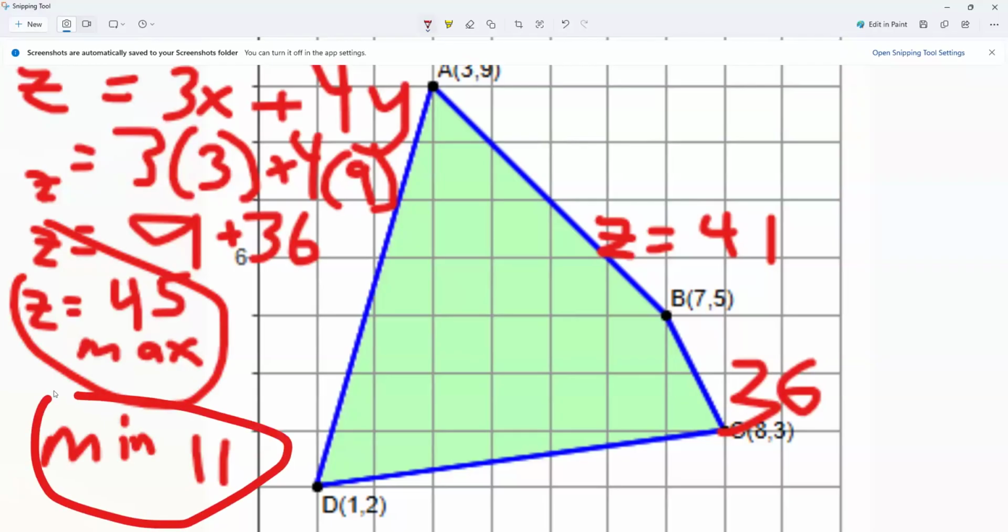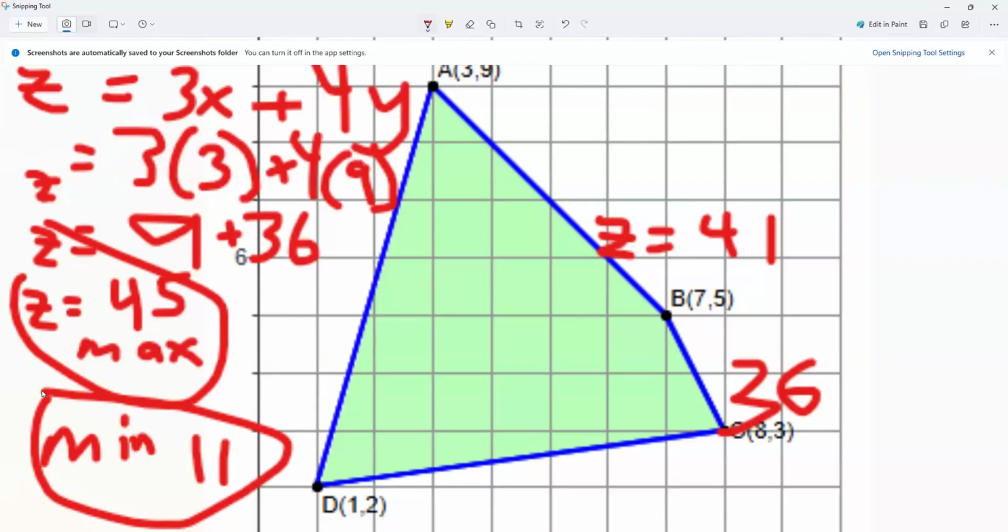So remember I said that the best and worst, or the highest and lowest solutions, will always be at the corner points. You could take any other point within this graph, like this point right there, which would be 5, 4. You could plug the point 5, 4 into the formula. You get another answer, but it wouldn't be the highest or the lowest. It would be somewhere in between.